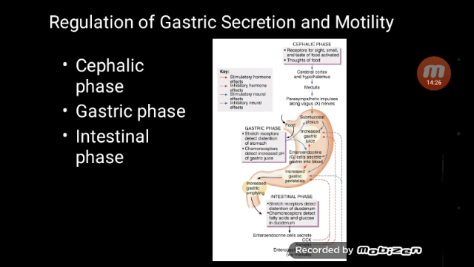The proximal part of the stomach accommodates a large volume of food, as large as 2 to 4 liters, without much increase in intragastric pressure. This becomes possible due to the phenomenon of receptive relaxation.